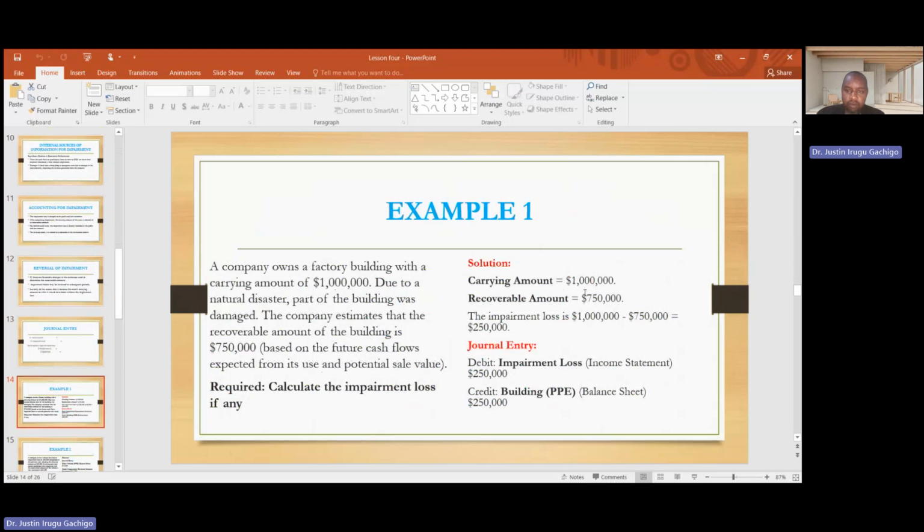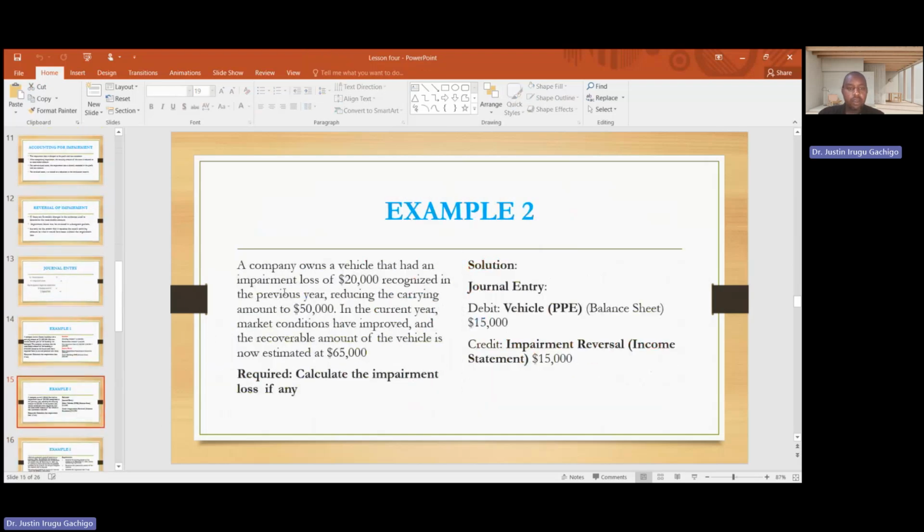So we are given the carrying amount of 1 million. Remember we said the carrying amount is the cost minus accumulated depreciation. Then the recoverable amount, remember we said, is the higher of value in use and the fair value. Here we have already been given the value in use. So the impairment loss would be 1 million minus 750 to give you 250. The journal entry here, you debit the impairment loss, that is in the income statement, 250, and credit the building. This is the balance sheet. So you credit the impaired asset. Okay, so let's move on.